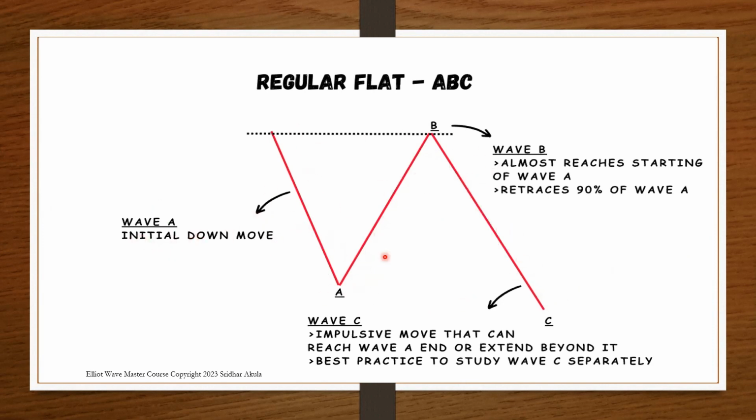Wave A, the initial down move, wave B reaches almost up to 90%, right? Wave C, the impulsive move, which traps everyone. It can break wave A. In textbook, it suggests it can't or it's equal to wave A, but in reality, it is best practice that we study wave C separately, right? Internals of wave C, you will understand in the intermediate stage how to calculate subwave theories and all that. So right now, you're studying what is a regular flat pattern and what are the possibilities.